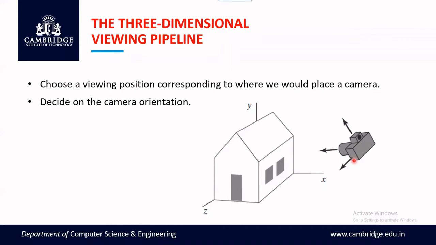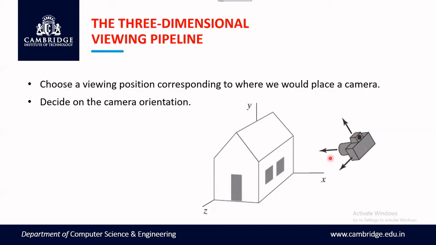First, we have to position the camera. We should see which view we need. Suppose we want the front view of this building, then the camera should be placed here in front of the building. If we want the side view, then the camera is to be placed like this. So first we have to place the camera.